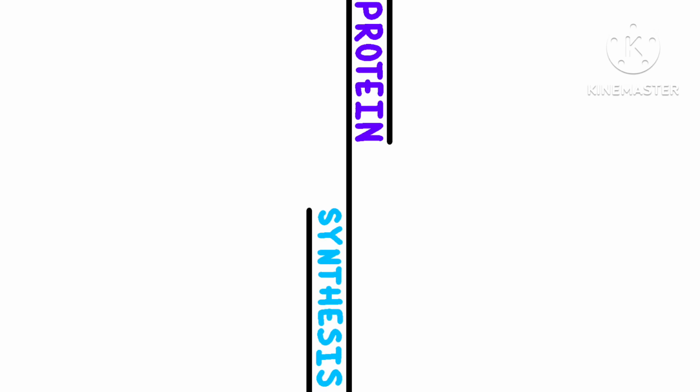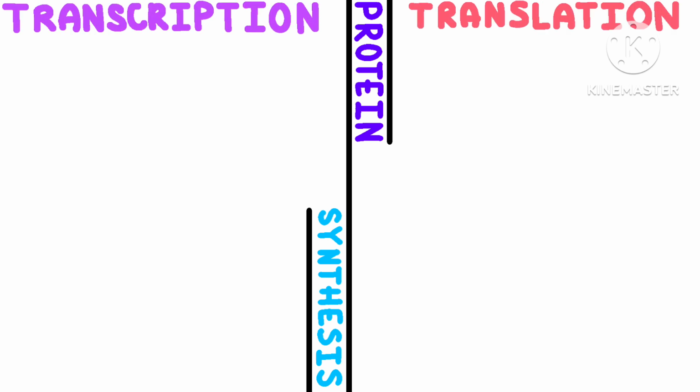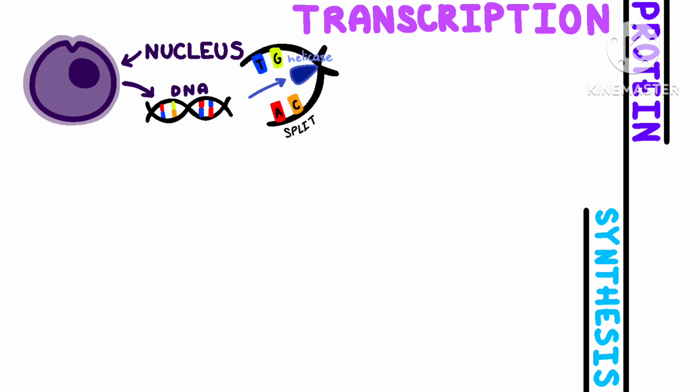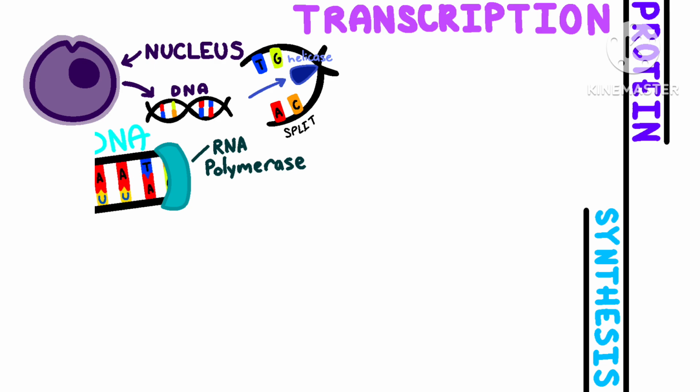I will briefly explain protein synthesis as it relates to gel electrophoresis. Protein synthesis is split into transcription and translation. Transcription starts in the nucleus, where DNA is split into single strands using helicase. Then, using a protein called RNA polymerase, this strand is replicated into RNA.